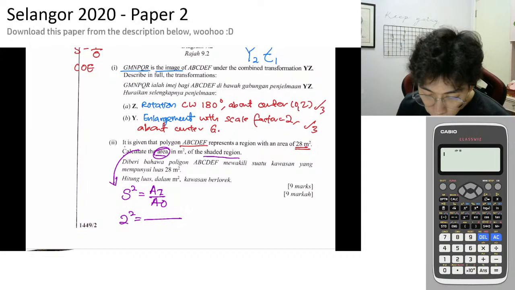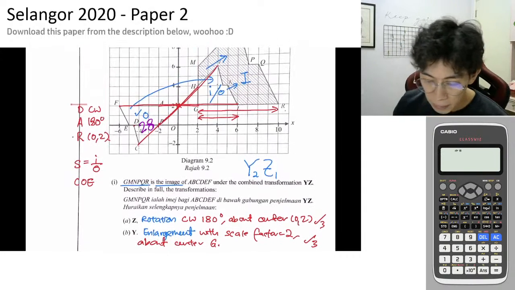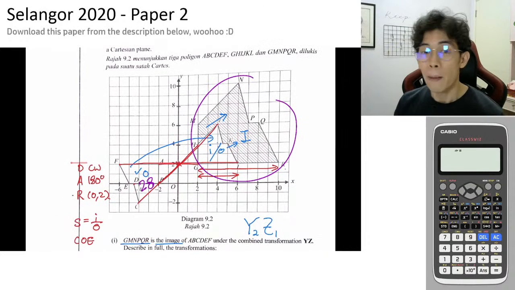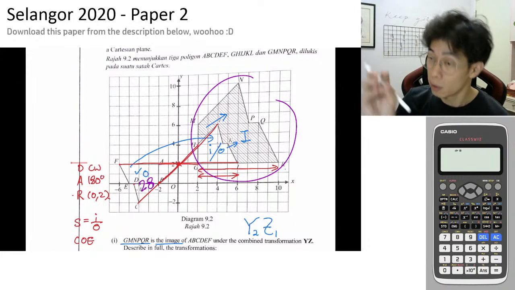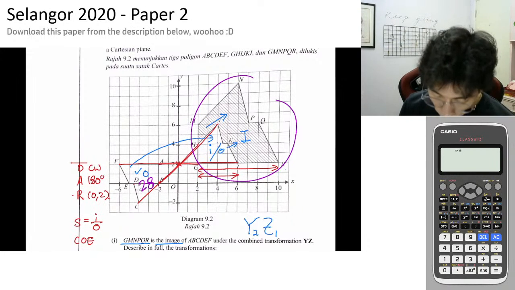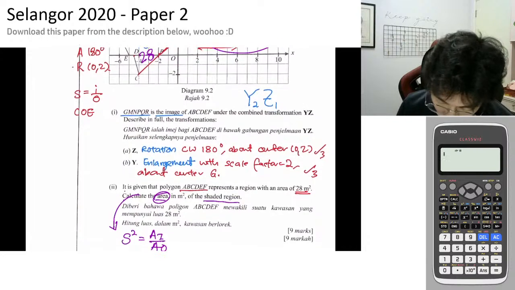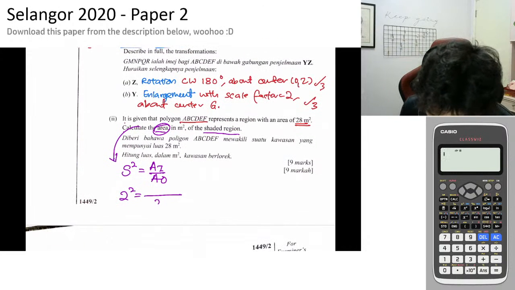Okay, area of image, do you have it or not? The area of image, the biggest one, you don't have. But you have the small one, 28. Can you see the small one there, 28? It's a fixed formula, guys. You only replace inside. So I put the 28 inside.